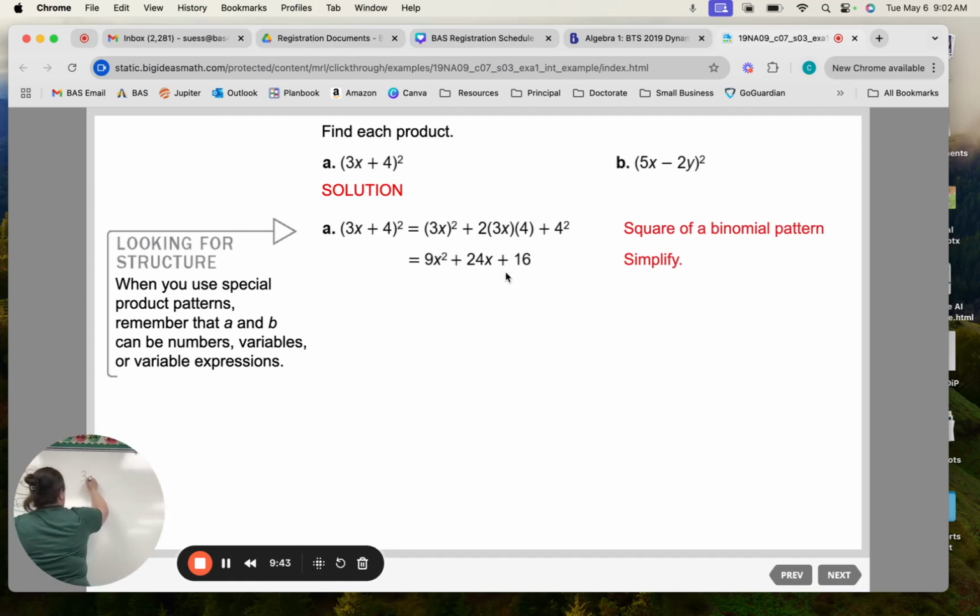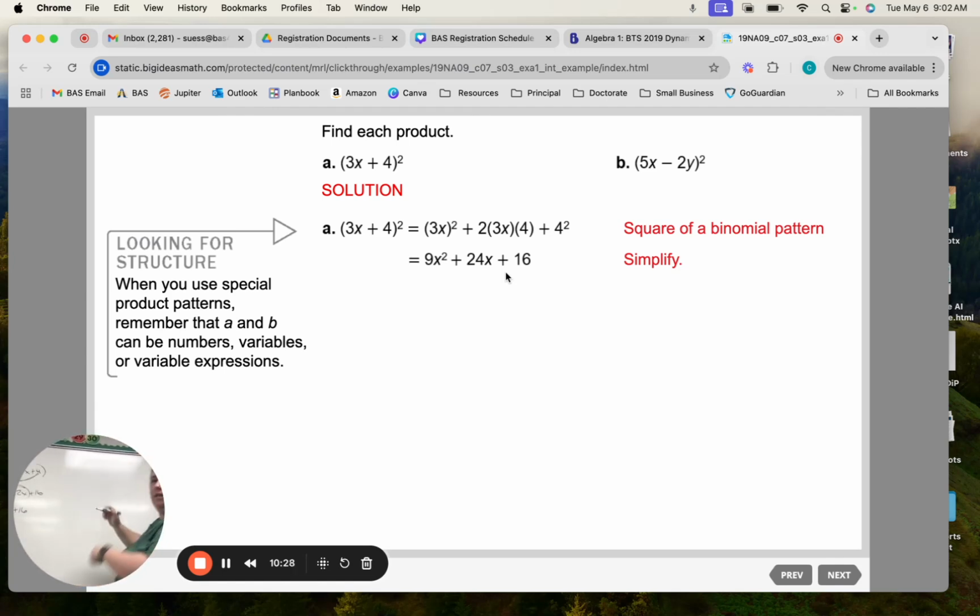All right, so we have 3x plus 4 squared. I'm going to go ahead and skip that step and do 3x plus 4 twice. According to FOIL, 3 times 3 is 9x squared. 3x times 4 is 12x, and another 12x. And then 4 times 4 is 16. Combine: 24x. Any questions? No. See how much faster that was than whatever they were doing? I promise you guys can do this.